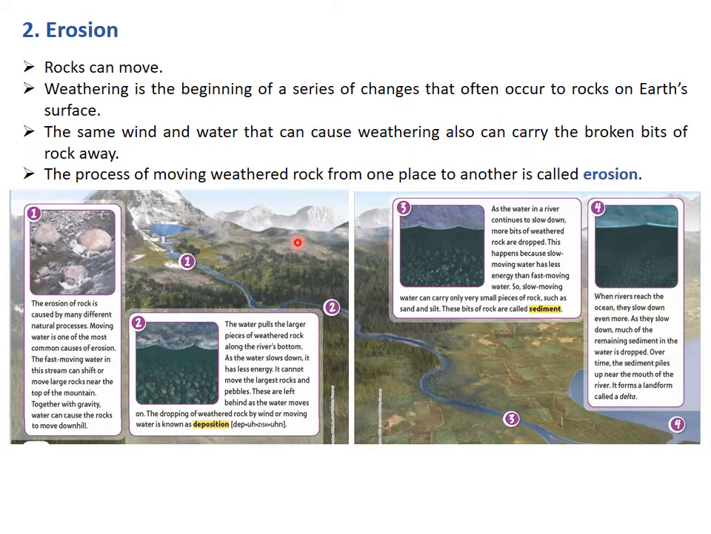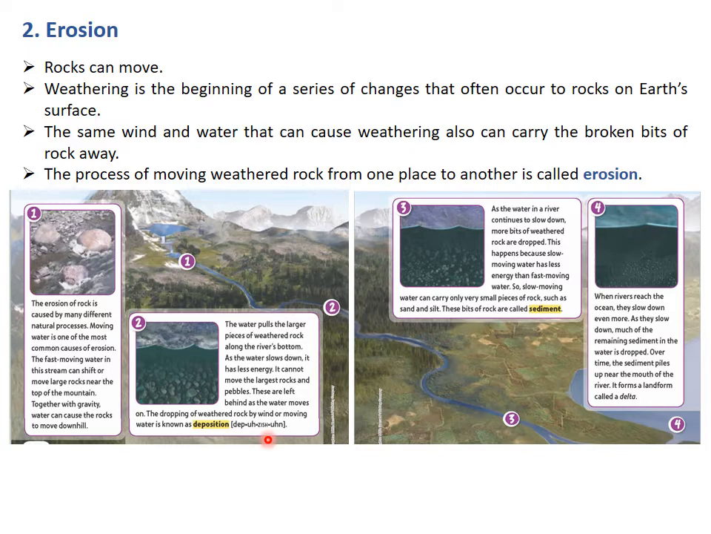Let's look at these pictures. So first, the erosion of rock is caused by many different natural processes. Moving water is one of the most common causes of erosion. The fast-moving water in this stream can shift or move large rocks near the top of the mountain. Together with gravity, water can cause the rocks to move downhill. The water pulls the larger pieces of weathered rock along the river's bottom. So as the water slows down, it has less energy. It cannot move the largest rocks and pebbles. These are left behind as the water moves on.